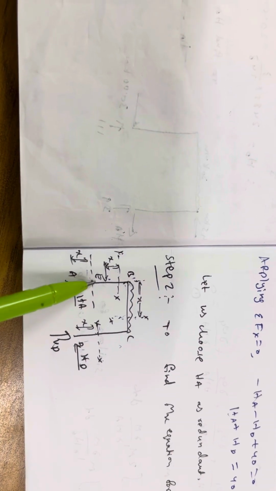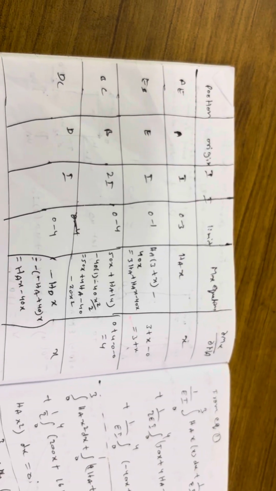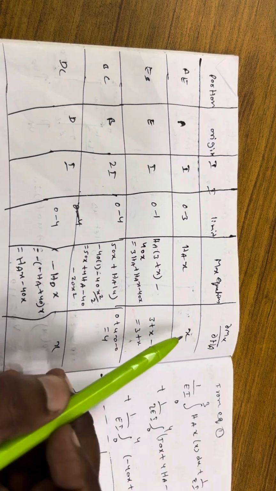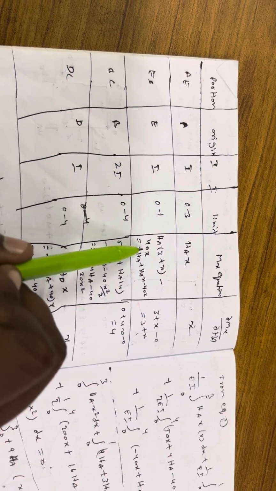HA into X. Okay, this is 0. So HA into X is the MX equation for AE. If I differentiate it, partial differentiation, I will get this one. Now coming to EB, what is the MX equation?